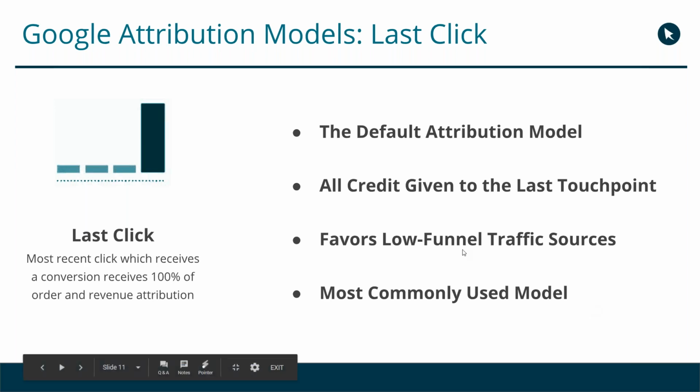And what we mean by this third bullet point here, that it favors low funnel traffic sources, is that when you're looking at your campaign mix or your channel mix, you typically see most of your conversion value coming through low funnel sources like brand text or product specific campaigns or Google Shopping campaigns, because this is what people typically interact with right before they make a purchase. So when you're looking at this model, it tends to favor those types of campaigns and those types of traffic sources.